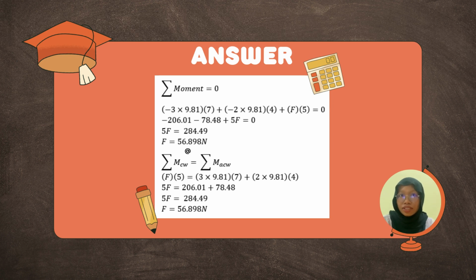And then we solve the second way, which uses total clockwise moment equals total anti-clockwise moment. We need to know which one is clockwise and which is anti-clockwise. Clockwise is in this direction, and anti-clockwise is in this direction. So we list the clockwise and anti-clockwise moments equal to each other, make F the subject, and we get the same answer as before, which is 56.898 Newtons. That's it. Thank you.